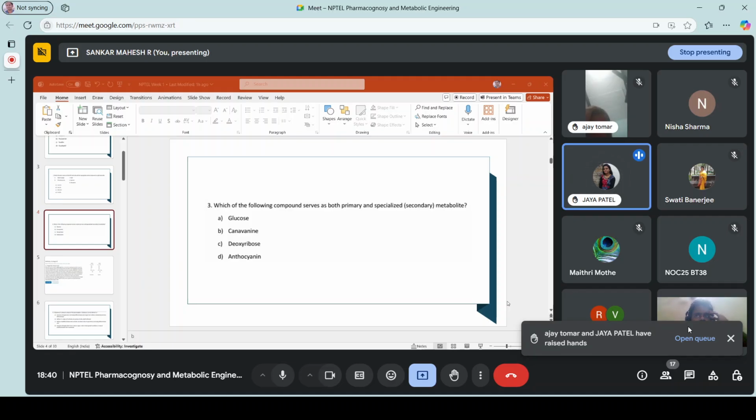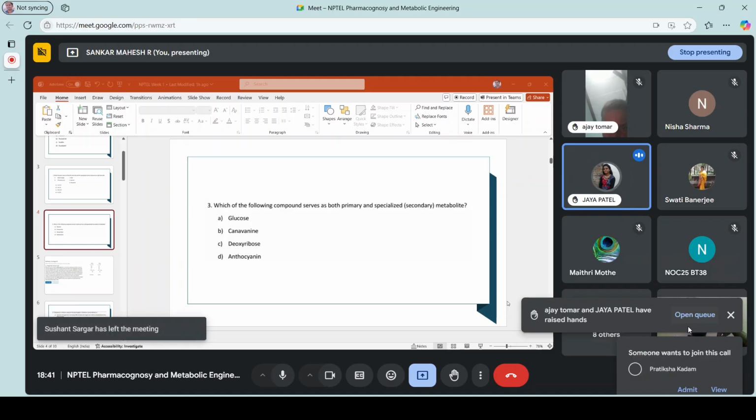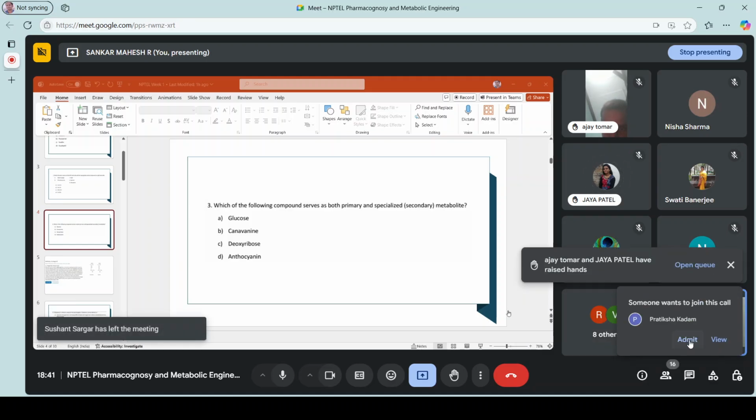Right, so amino acids are primary metabolites. So we're not sure whether it's canavanine or anthocyanin. No, it is anthocyanin, sir. But the question asks that this compound can serve as both a primary and a specialized metabolite. So do you think anthocyanin would be the right answer? Okay, so canavanine, yeah. Both is canavanine. Okay. Let's listen to Ajay's answer.